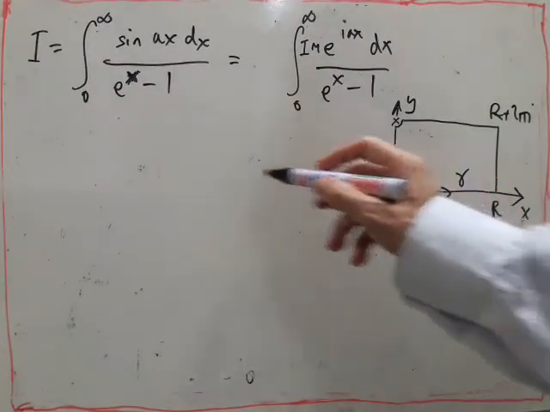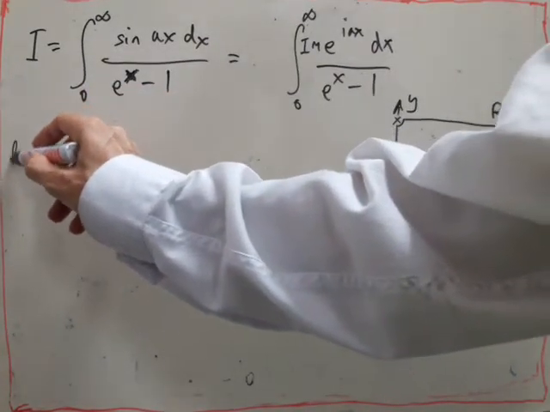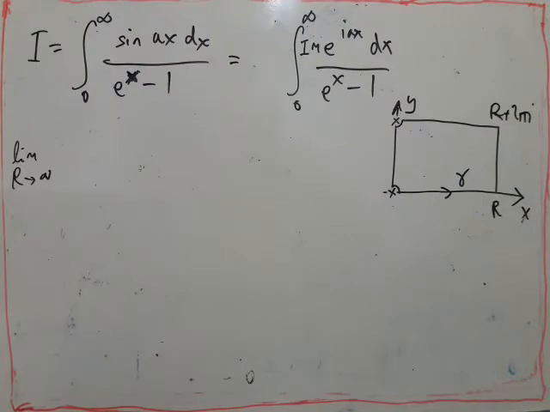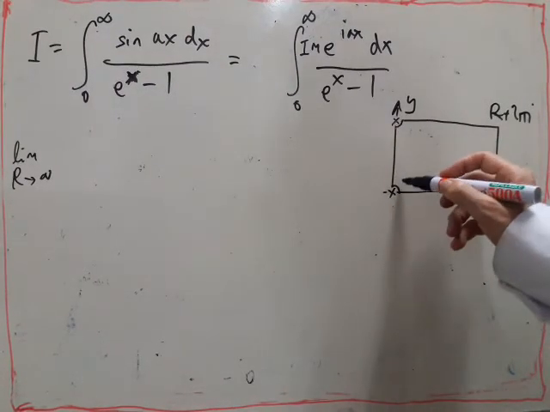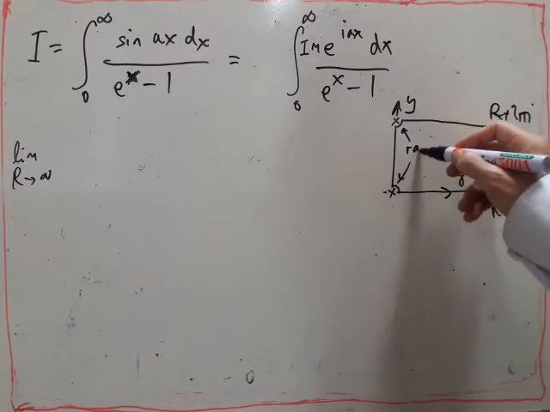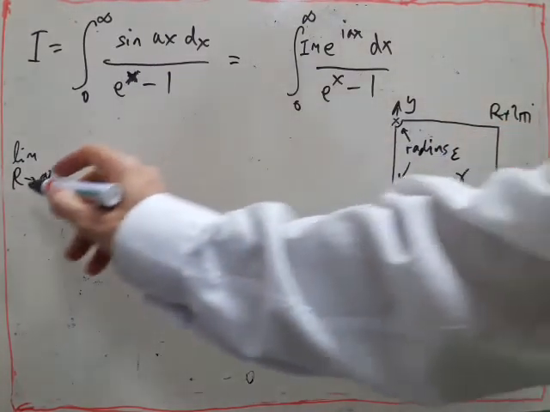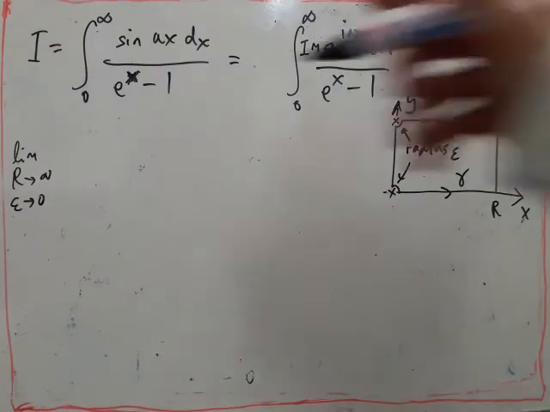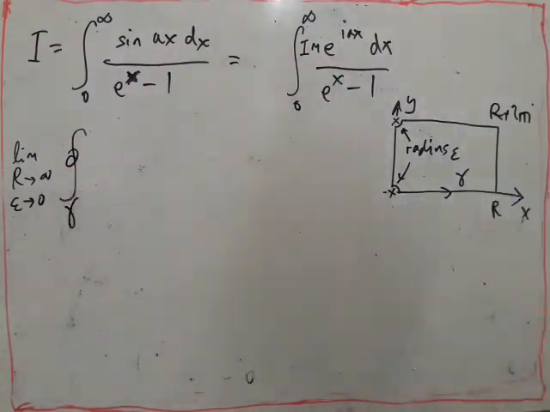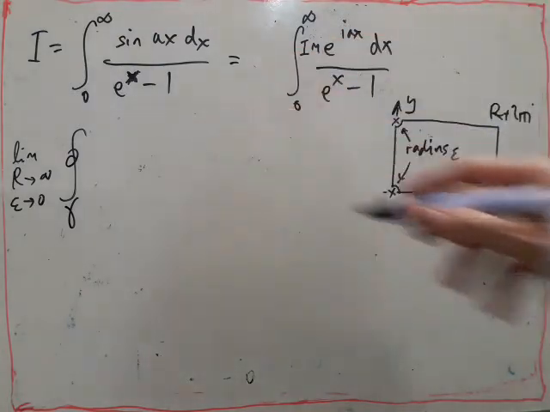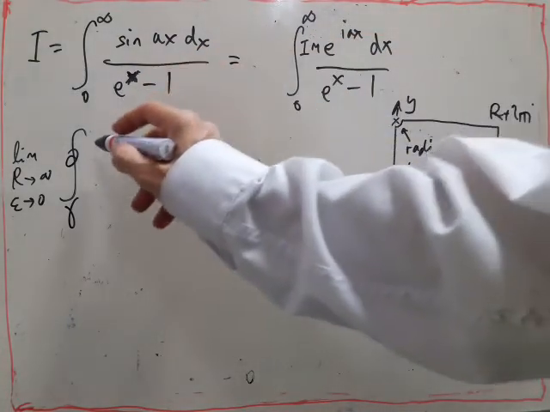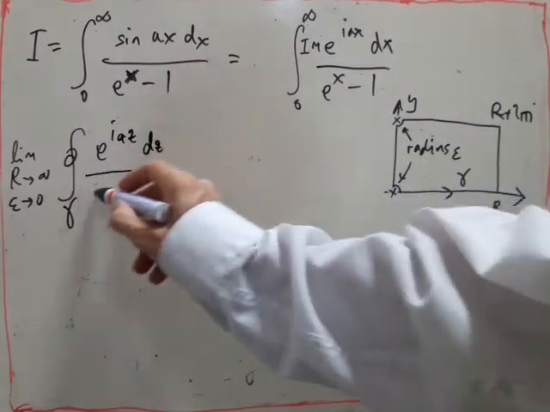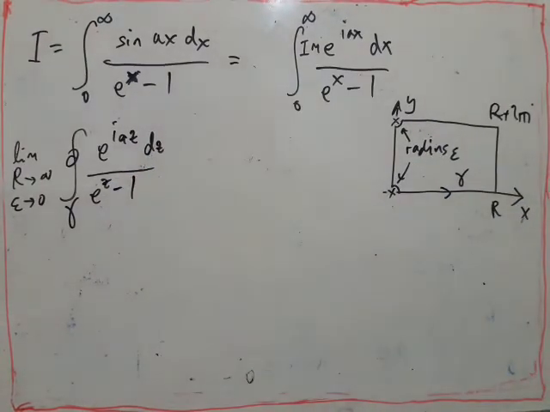So if we do things properly, we now take the limit as big R goes to infinity, and, okay, I'll call these radius epsilon, and as epsilon goes to 0, of the contour integral around gamma of e to the i a z over e to the z minus 1.